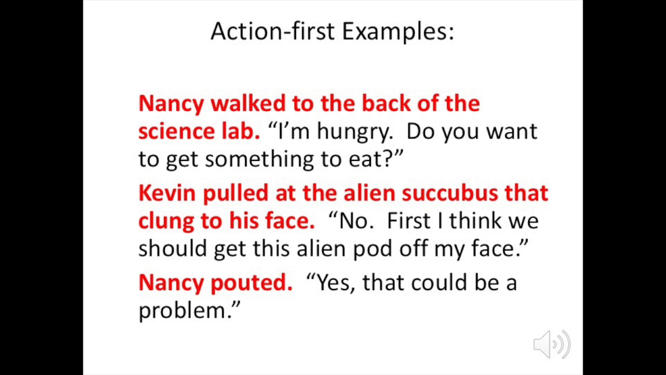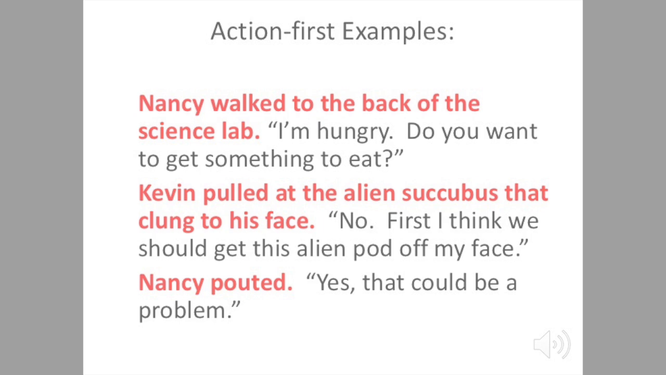So let's look at this example. Nancy walked to the back of the science lab. "I'm hungry. Do you want to get something to eat?" Kevin pulled at the alien succubus that clung to his face. "No, first I think we should get this alien pod off my face." Nancy pouted. "Yes, that could be a problem." In each of these examples, you have the character committing some type of action in the first position of the dialogue paragraph. So Nancy walked, Kevin pulled, Nancy pouted.